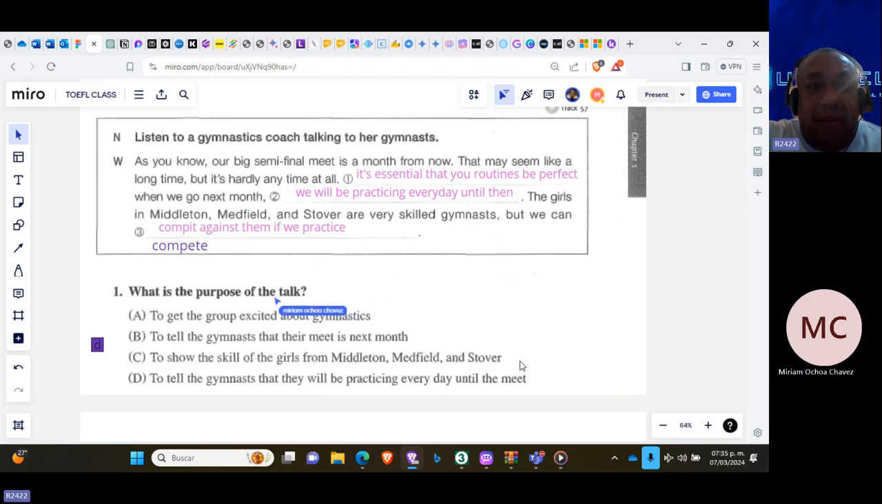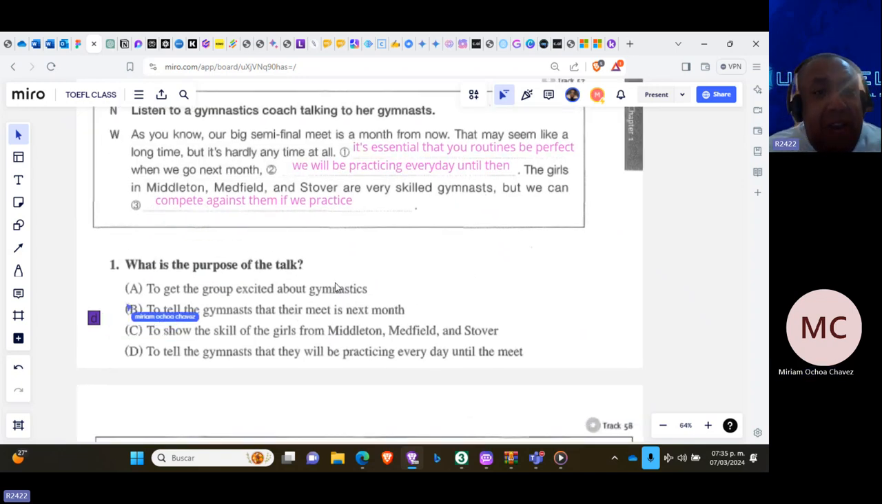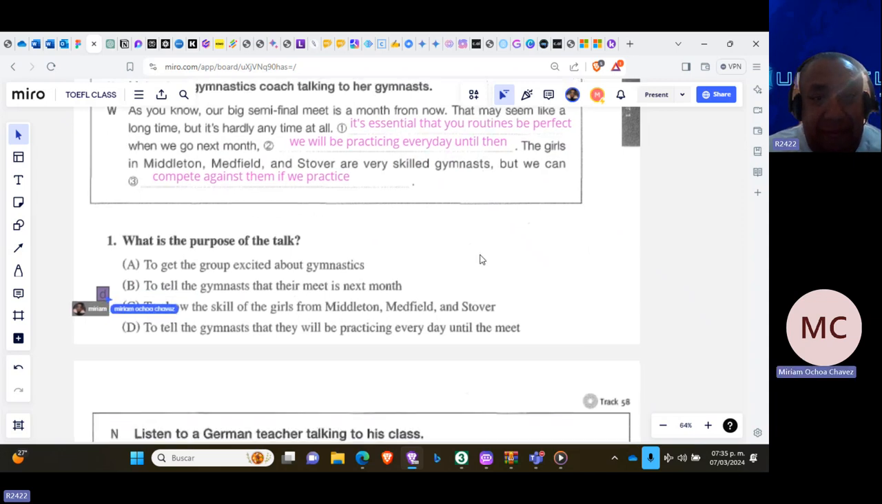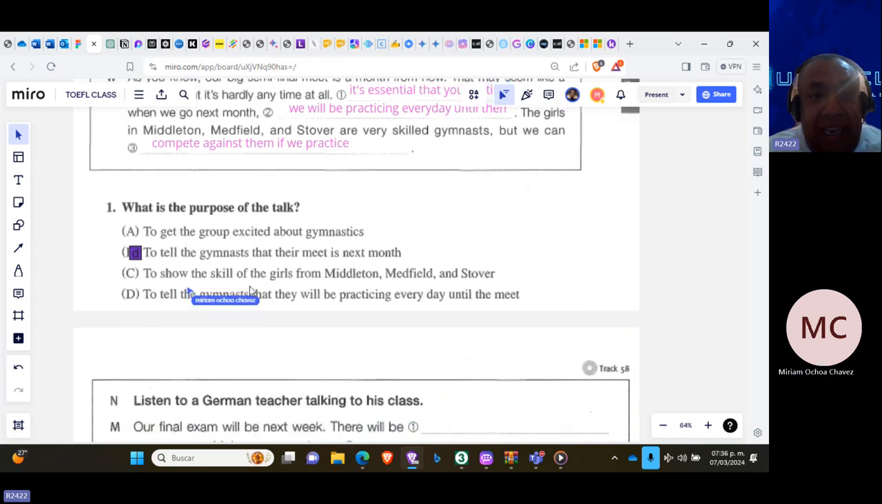Compete. Very good. Excellent. Compete against them if we practice. Okay. So, Miriam, what is the purpose of the talk? To get the group excited about gymnastics, to tell the gymnasts that their meet is next month, to show the skill of the girls from Middletown, Medfield, and Stover, D, to tell the gymnasts that they will be practicing every day until the meet. Exactly, Miriam. Letter D. Very good. Excellent. To tell. Very good.